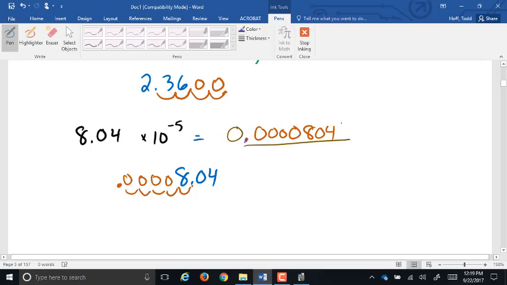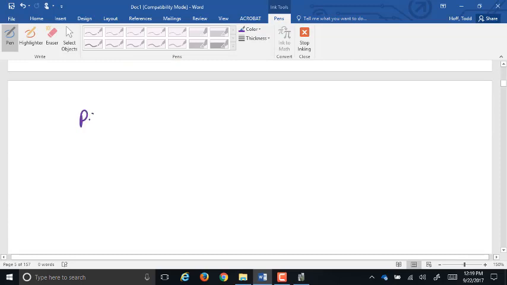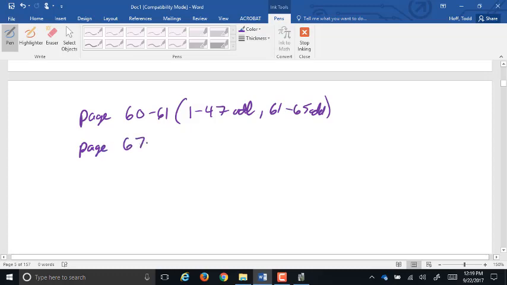Okay, pages for you guys. We didn't get through everything, so we'll go back and review some of it next week if we have to. But you do have page 60 through 61, 1 through 47, the odds, and 61 through 65, the odds. That's more solving equations. They're a little bit more complex than some of the ones we did last week. Page 67 through 68, 1 through 27, the odds. Page 73, 1 through 39, the odds.